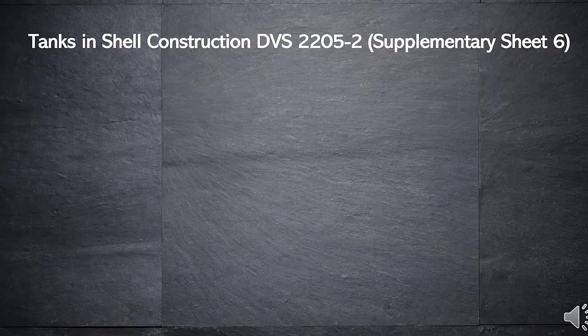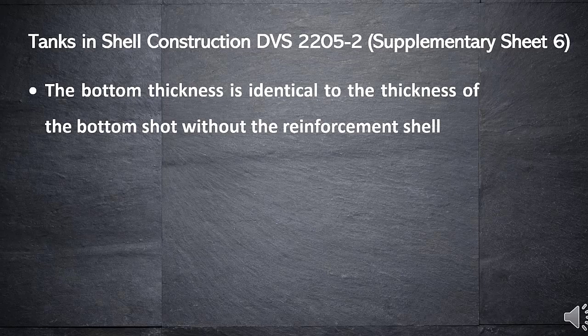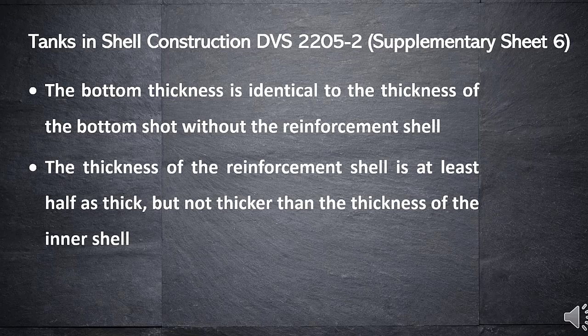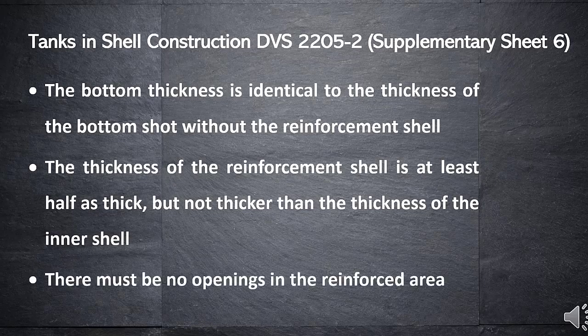Please note that a number of restrictions must be observed for this type of construction. Here are the most important ones. The bottom thickness is identical to the thickness of the bottom shot without the reinforcement shell. The thickness of the reinforcement shell is at least half as thick, but not thicker than the thickness of the inner shell. There must be no openings in the reinforced area.